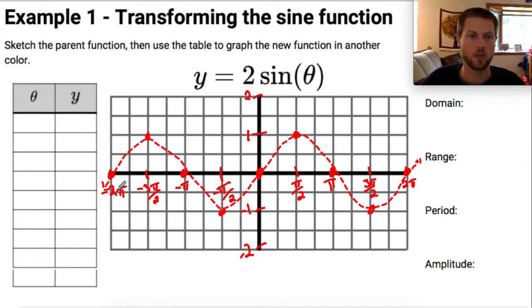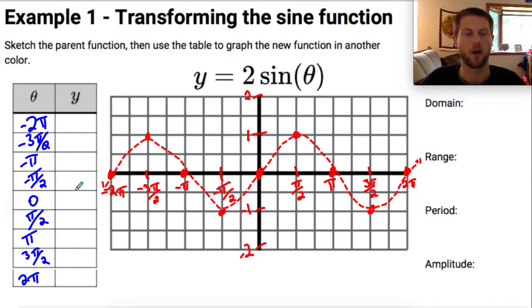So actually, I'm going to use the same x values that I did here before. So let me write in all of my x values or theta values. Okay, now that I have all of these x values or theta values, let's evaluate to find the y. So if I want 2 times the sine of negative 2 pi, I think about, well, what's the sine of negative 2 pi? That's equal to 0, and then I multiply it by 2, so that's going to be 0.